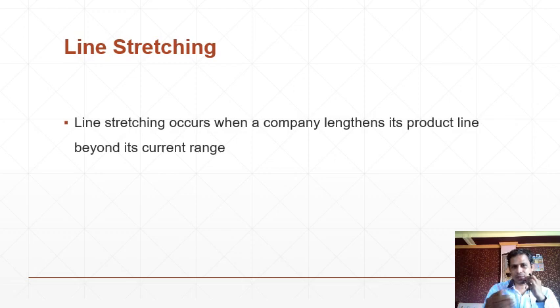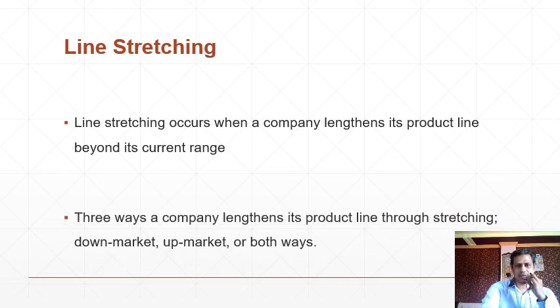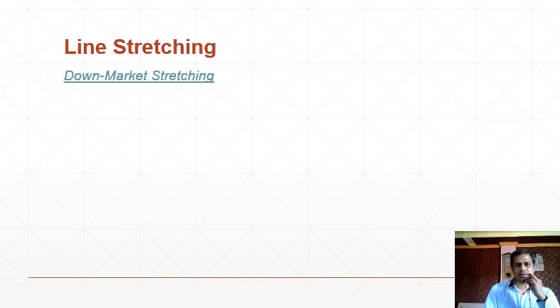So you stretch the product line beyond your current product range. Now this you can do in three ways: one, down market stretch, up market stretch, and both ways. Now, first, down market stretching.